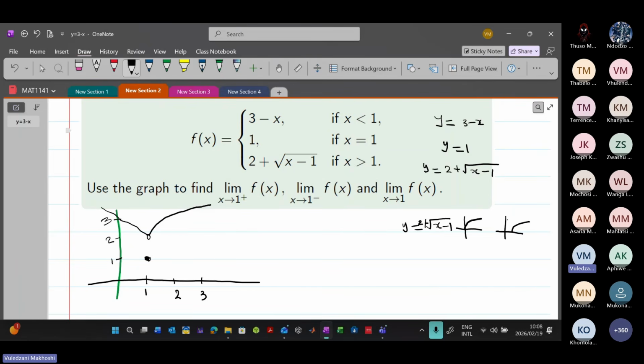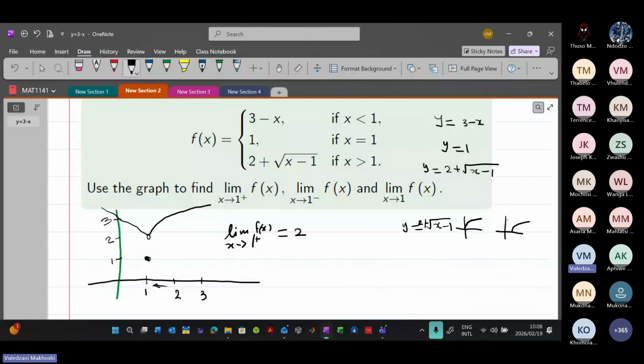Okay, so if we look at the limit of f of x, when x is approaching 1 from the right-hand side, it means we are moving like this. We're getting closer and closer to 1. From the right-hand side, we will be moving along this curve. So the output there is a 2.